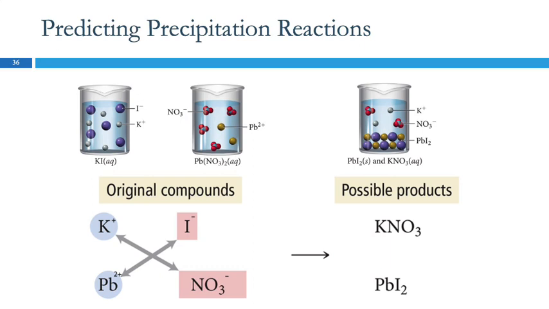So this is just to help you remember or make some sense out of what's going on here. The way we predict precipitation reactions is we look at the ions, the cations and the anions that come in, and we try switching the partners and see if those make insoluble compounds. Okay, so the way we predict, well, is lead iodide going to be an item, or is potassium nitrate going to be an item? Is it going to be a solid? We use the solubility rules. Okay.